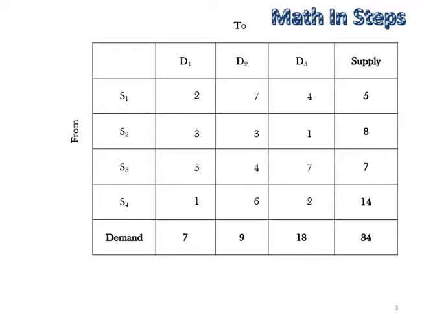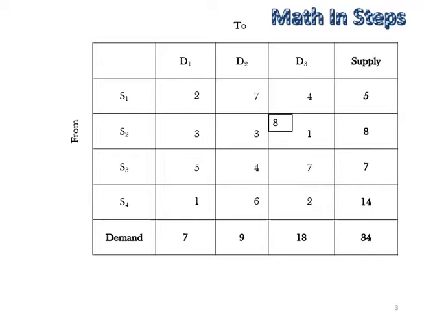So when there is a tie in the least cost, we should make an allotment where more number of units can be allotted. So for S2D3, the supply is 8 and the demand is 18. So minimum of supply and demand, 8 units can be allotted here. Whereas for S4D1, the supply is 14 whereas the demand is 7. So minimum of supply and demand, 7 units can be allotted here. So where more number of units can be allotted, we should make our first allotment there. So our first allotment will be at S2D3 cell with cost 1. So we'll make 8 allotment there.